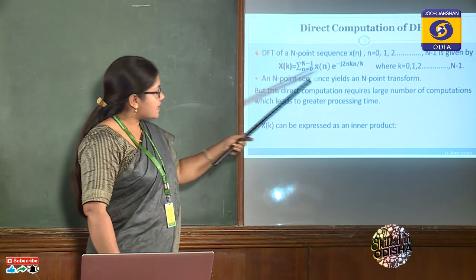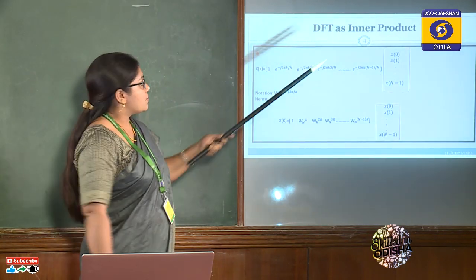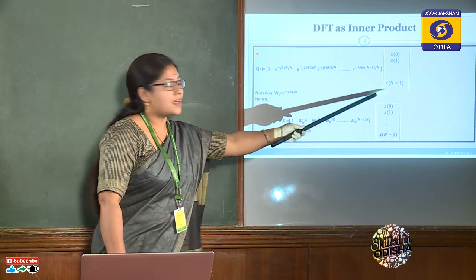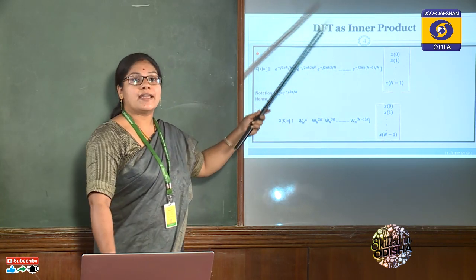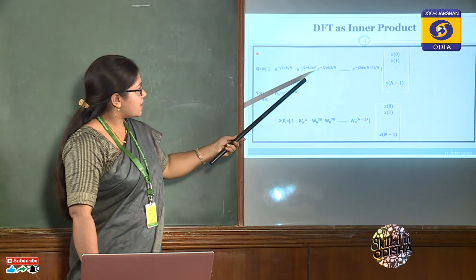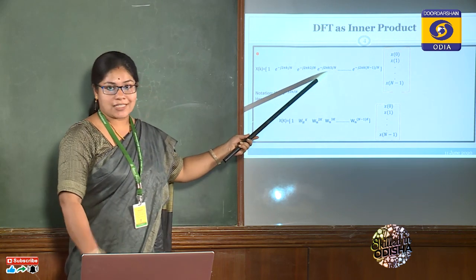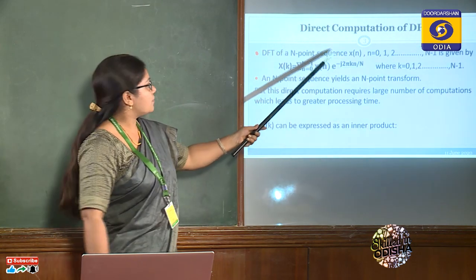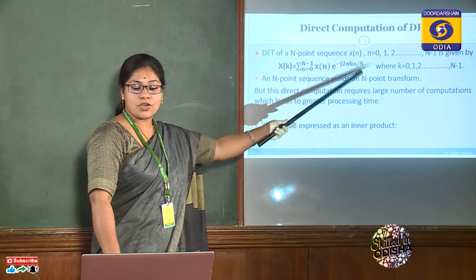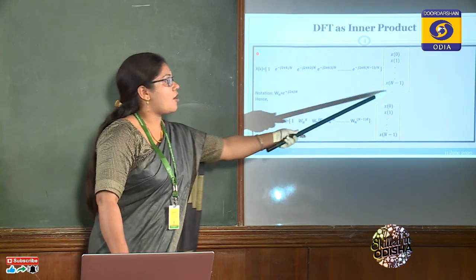Now if we analyze this equation, I have just taken that equation into a matrix form. This is one matrix, this is another matrix. So that equation can be obtained by the dot product or the inner product of these two matrices. What is this matrix? This matrix is actually that exponent factor, which you can see in the previous slide, and the next matrix is x of n, and I am having N values, so this index will be of n.